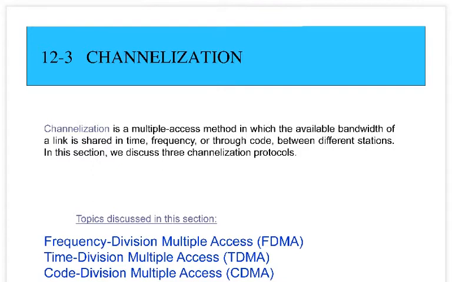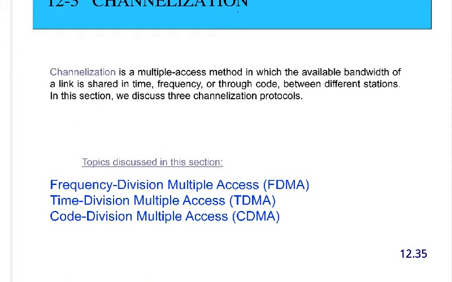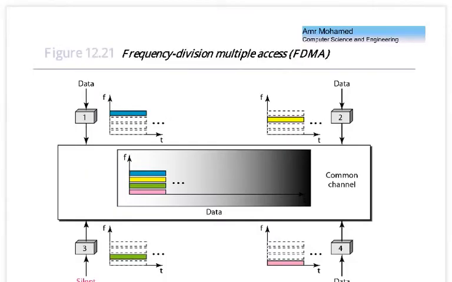And the way that we divide the resources of the channel is either by changing the frequency, changing the time, or changing what we call the code. So we have what we call frequency division multiple access, time division multiple access, or code division multiple access. So we have 3 techniques in that category. We divide our channel spectrum into frequency ranges.